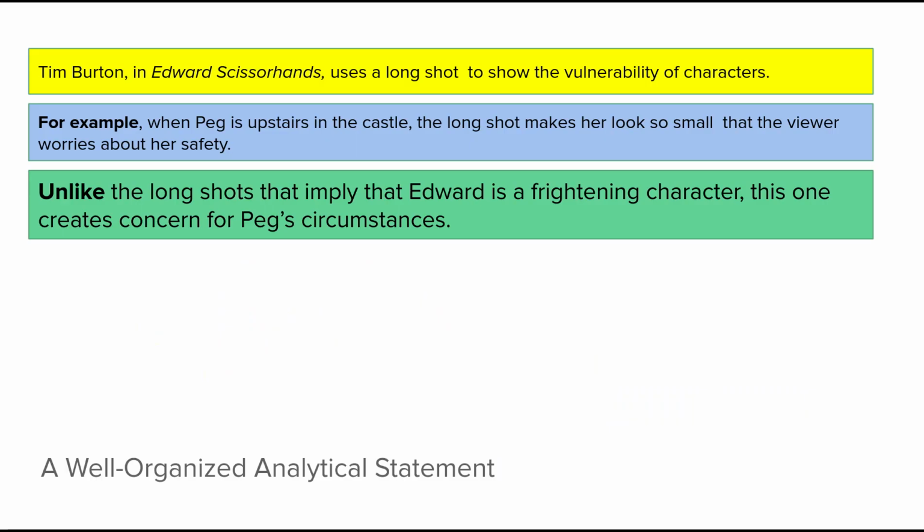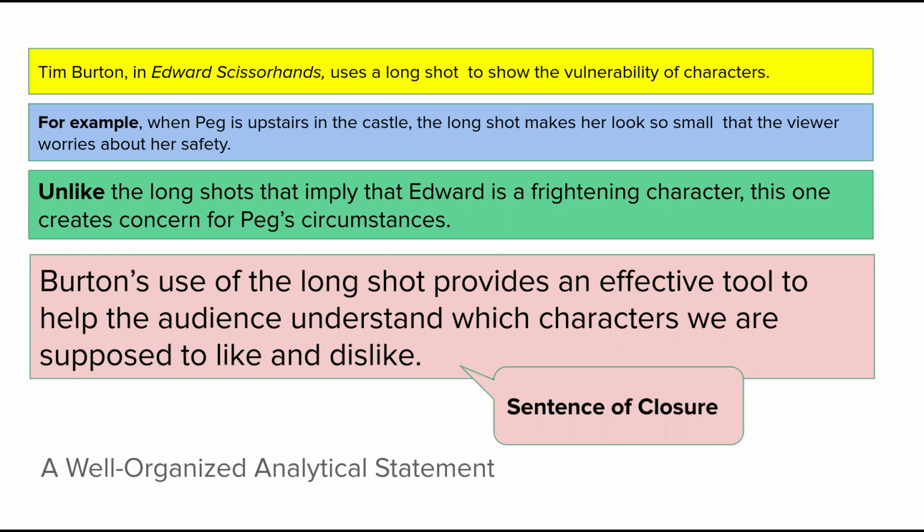So notice our example. We've got the pieces there. Assertion, evidence, commentary. Notice the closure. Burton's use of the long shot provides an effective tool to help the audience understand which characters we are supposed to like and dislike. Remember what the closure sentence should do. What should it do? Bring the reader back to the main idea of the paragraph.